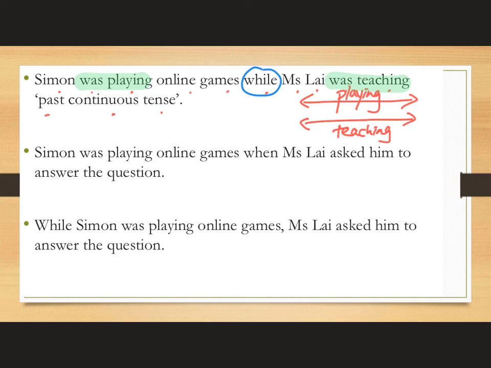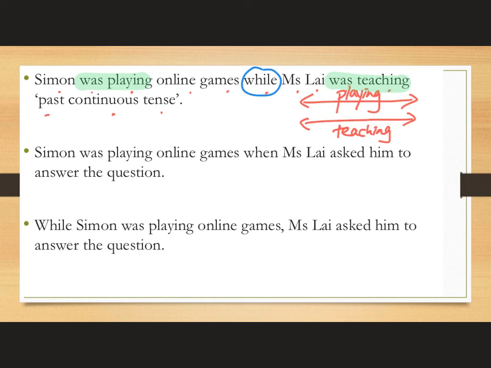When we talk about a past action which was going on when another action took place, we use the past continuous tense for the longer action and the simple past tense for the shorter action. And very often, we use when before the short action, and we use while for the longer action.